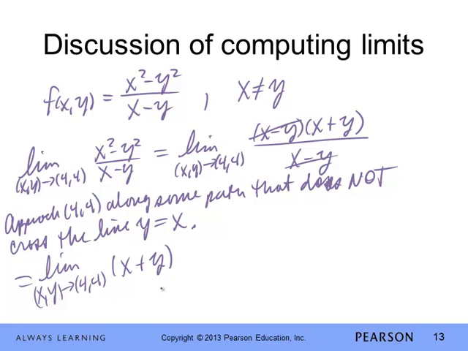So the original function doesn't exist at 4 comma 4, but the limit is still going to be 4 plus 4 equals 8. Okay, so everybody understand the distinction? The function does not exist at 4 comma 4, but its limit is 8. Any questions on how this went down?